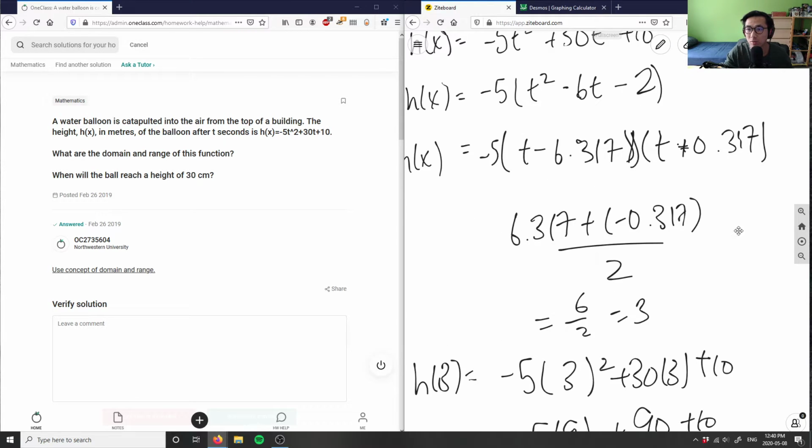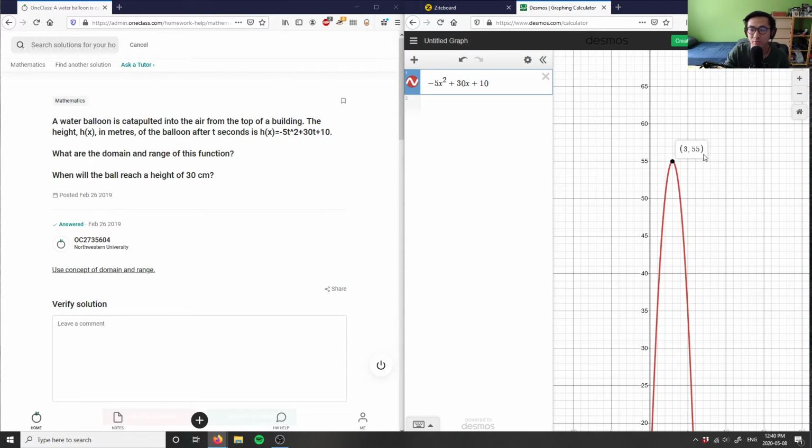So once we're given the vertex here, why do we care about this vertex? Well, we care about this because we're finding the domain and range, right?